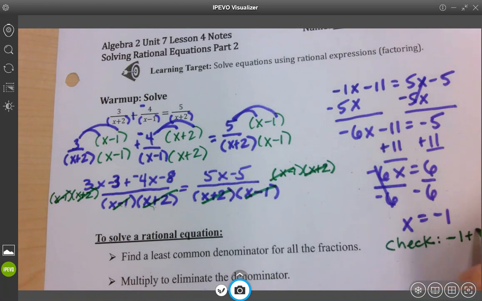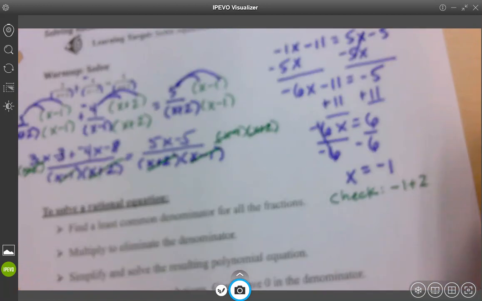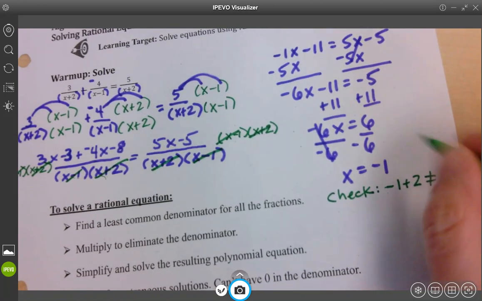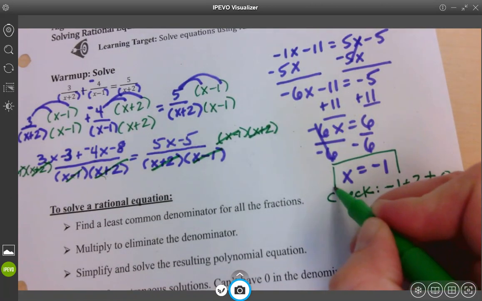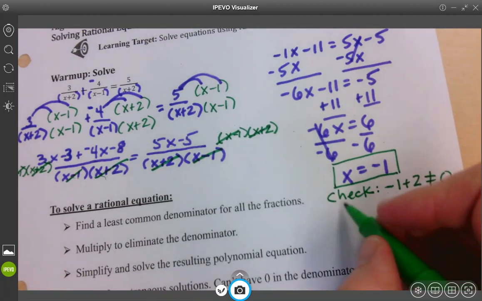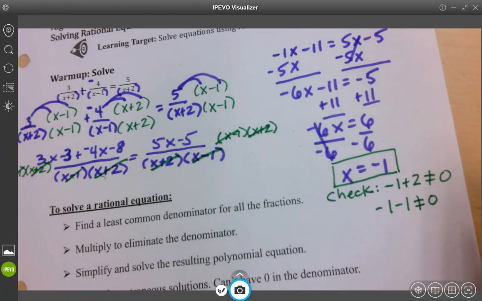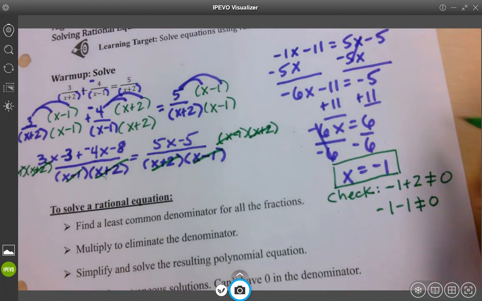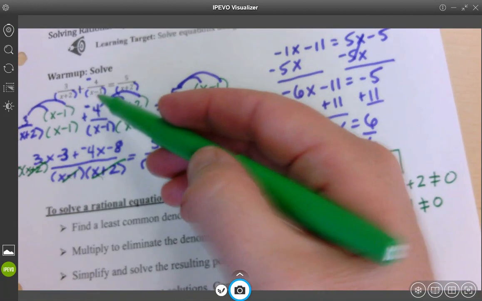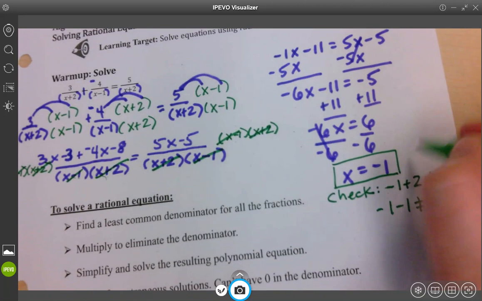Negative 1 plus 2. That does not equal 0, so I'm good. Oh, and Miss Bill, yes. Oh, I forgot the other one. What's that? If there's no solution in Delta Math, how are we supposed to do it? It's a good question. Guys, I forgot to check the negative 1 minus 1, but that's also not 0.